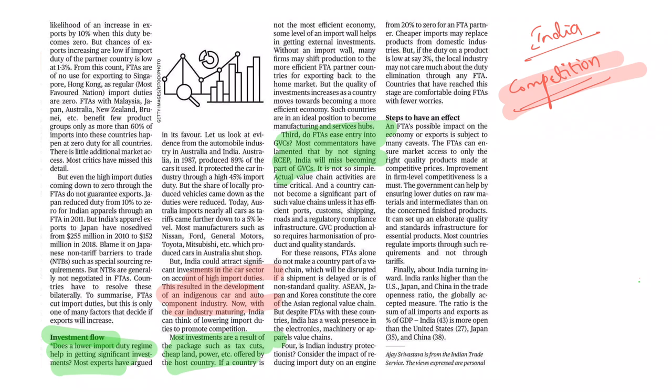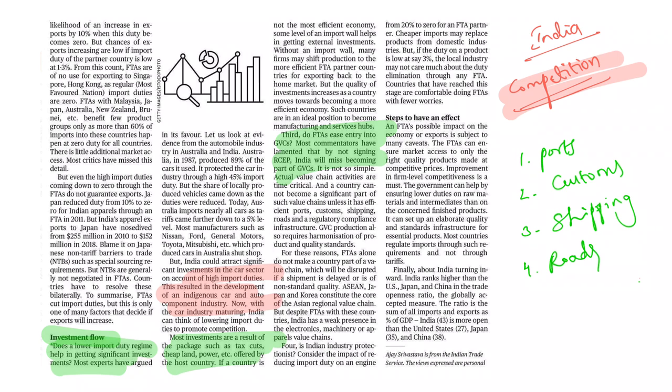A country cannot become a significant part of such value chains unless and until it has efficient ports, customs, shipping, roads, and a regulatory compliance infrastructure. If our ports are not in good order, what if a shipment is delayed, or what if you have a non-standard quality? These things will disrupt our Indian industries from linking into the global value chain.